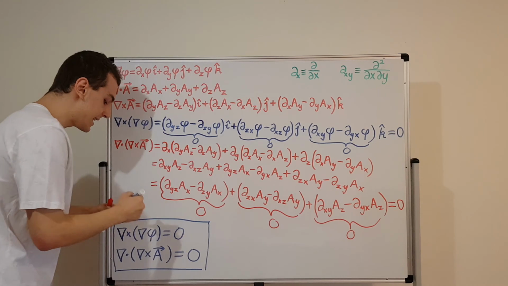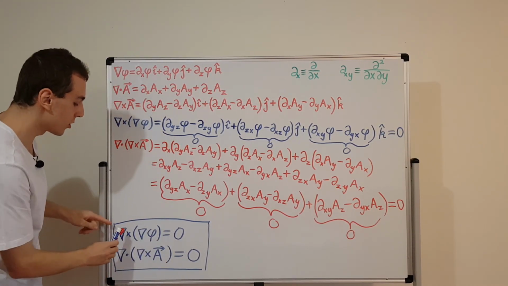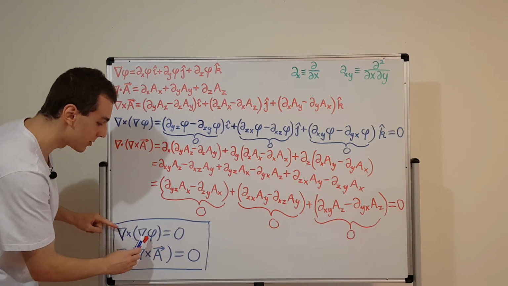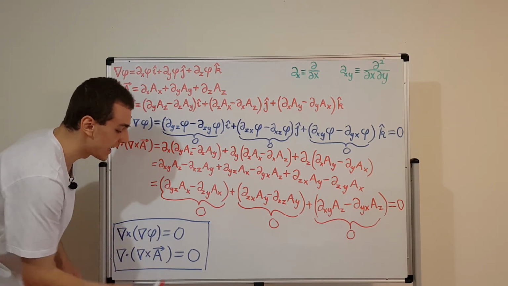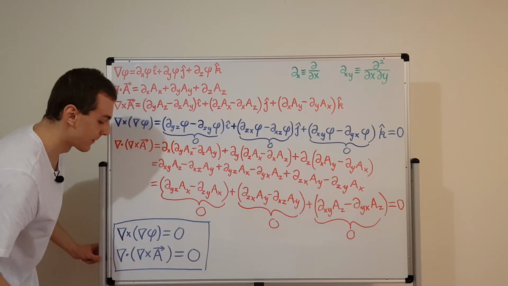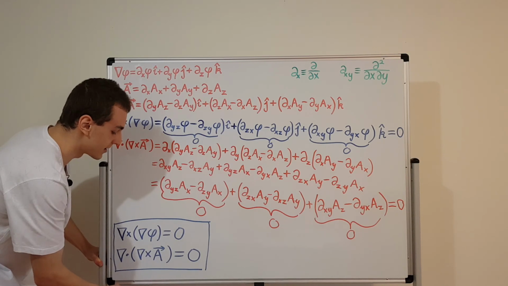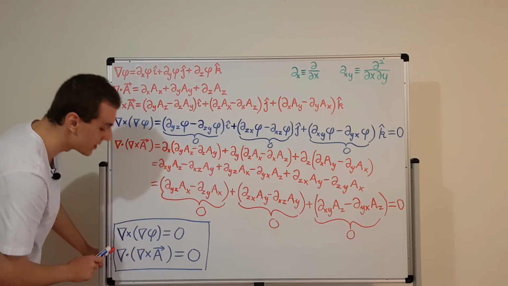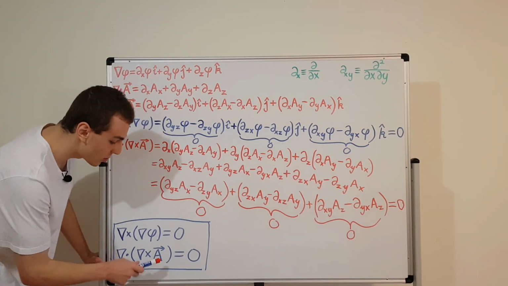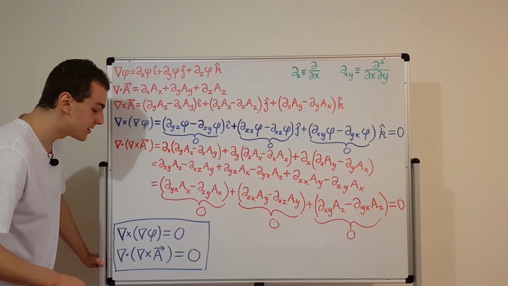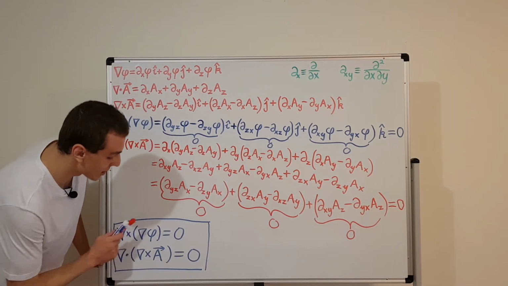So now we can see that these guys are always going to be 0. So the curl of the gradient of some scalar field is 0, and the divergence of the curl of some vector field is also equal to 0. We're going to be using this in later videos on electromagnetism. These guys are very, very important vector identities because they allow you to simplify equations, and they also allow you to get some useful properties involving Maxwell's equations and the scalar and vector potential.